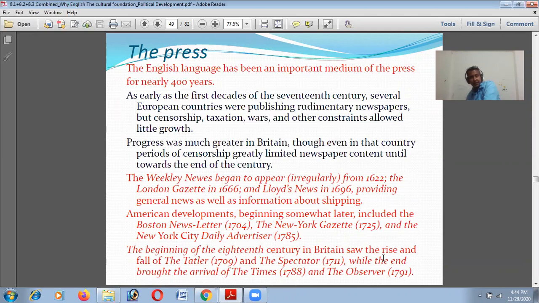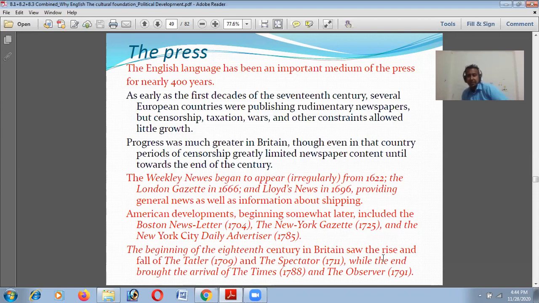In this regard, the weekly news began to appear from 1622, the London Gazette in 1666, the Lloyd's News in 1696, providing general news as well as information about shipping. So if we see the history of newspapers, we have to go back 400 years. And we see that the early newspapers were in the English language, that are the Lloyd's News, the London Gazette and so on.